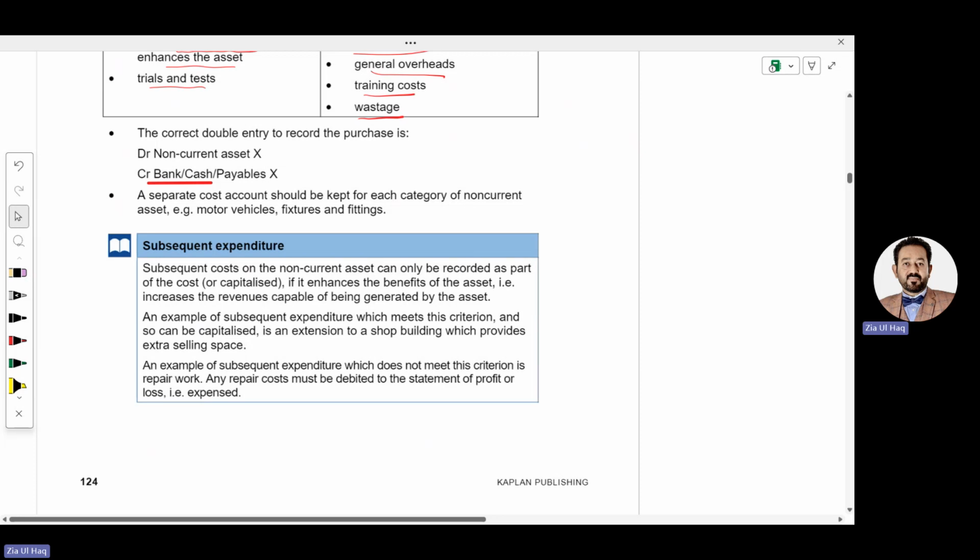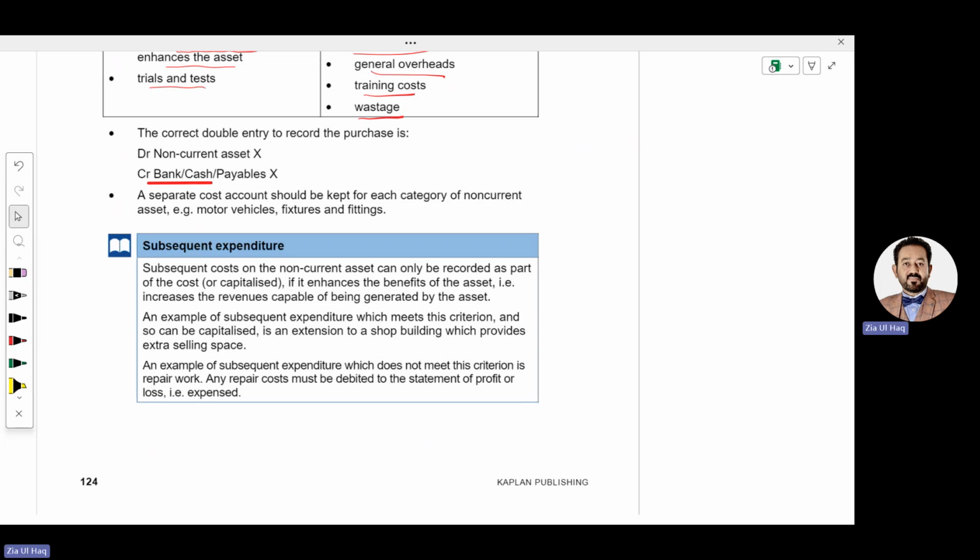Subsequent expenditure means that if you have bought an asset, after buying there could be other expenditure, called subsequent expenditure, some of which should be capitalized and some expensed out. If subsequent expenditure enhances earning capacity, it should be capitalized. If not, it should be treated as an expense.